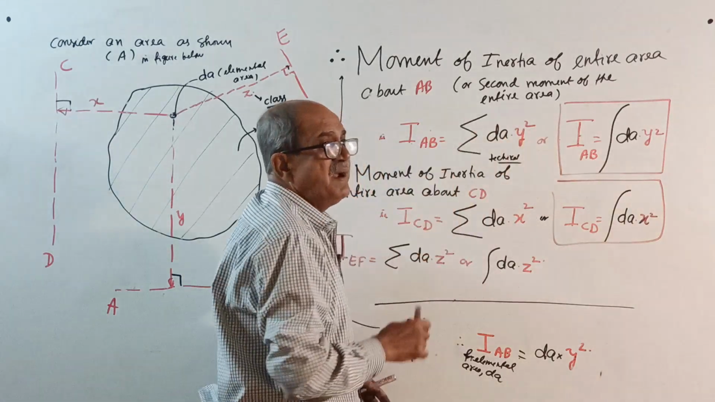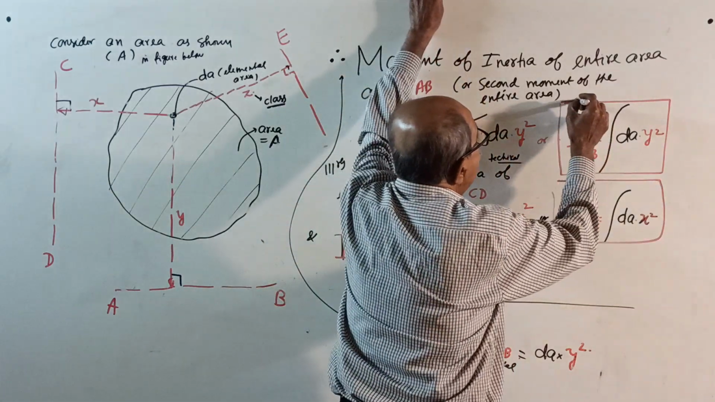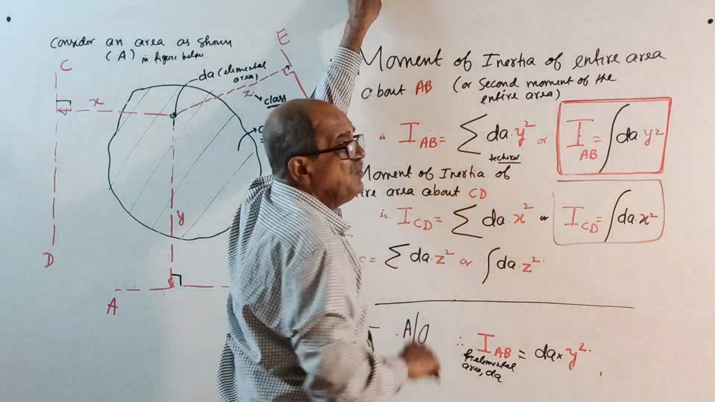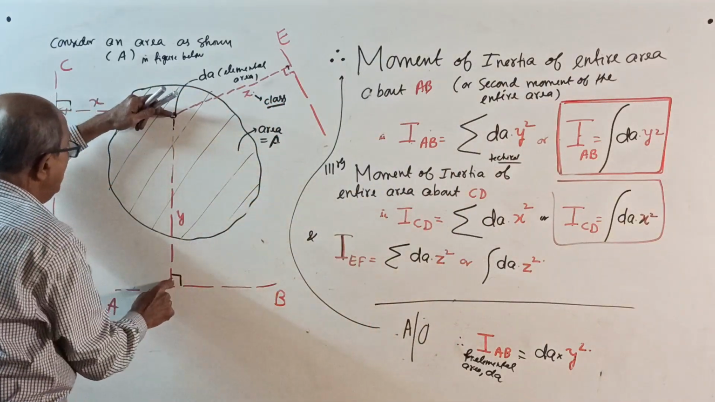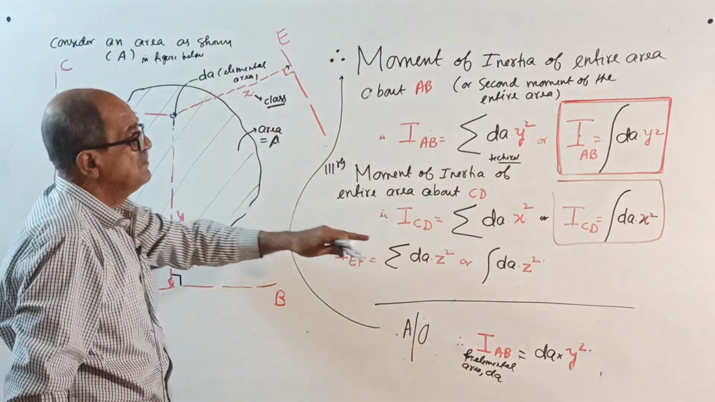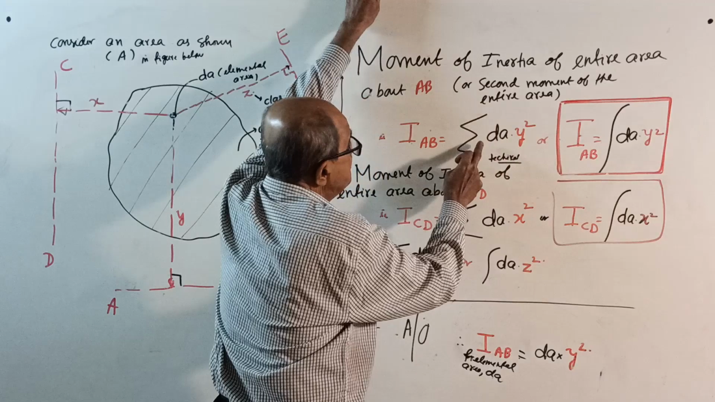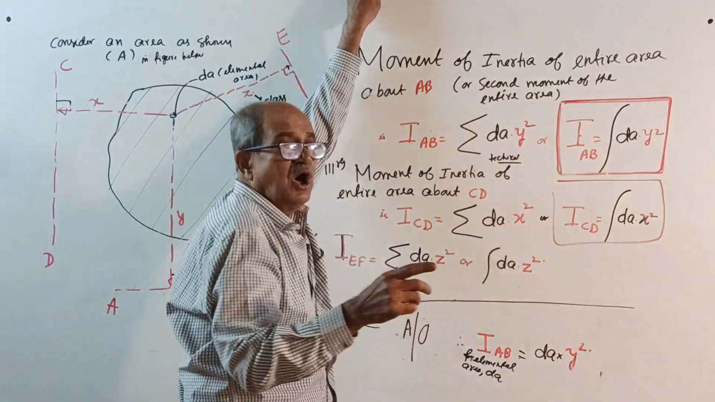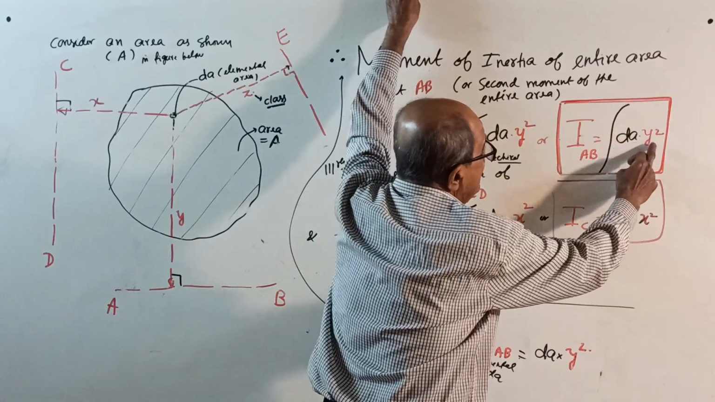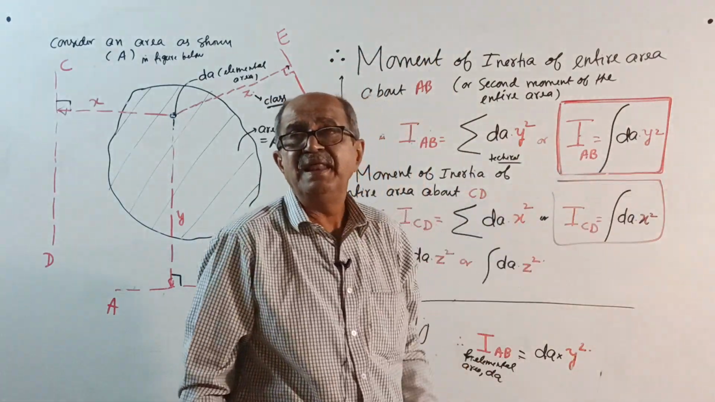Technically, but mathematically it is integration of dA into y square. When you want to explain technically, it is sigma dA into y square, meaning this dA into this y square, one more dA into this y square, one more dA into this y square, infinite parts are there, sum up everything. Sigma means integration, summation. Either you technically write sigma dA y square, but for solving derivations or any application, it is IAB equal to integration of dA y square. If you remember y bar, integration of dA y by area, same way.